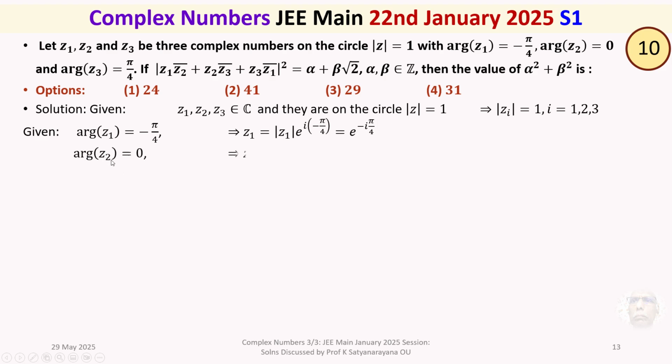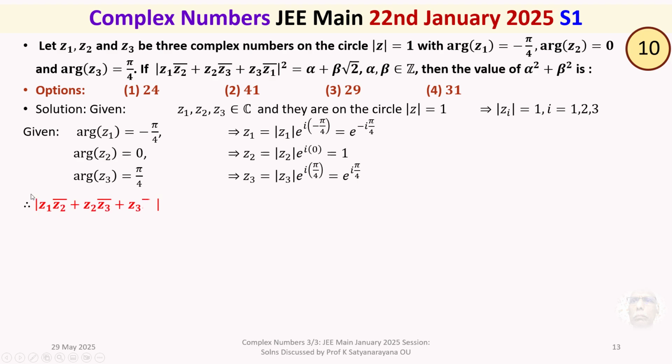Argument of Z2 is 0. This will imply Z2 is equal to |Z2| times e^(i0). |Z2| is 1, e^(i0) is 1, so Z2 is 1. Argument of Z3 is π/4. Z3 will be the modulus of Z3 times e^(iπ/4). |Z3| is 1. Therefore, Z3 is e^(iπ/4).